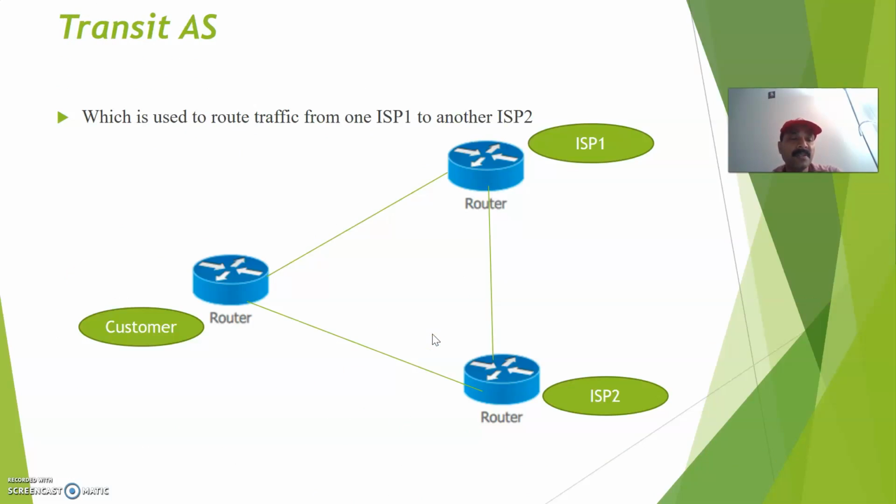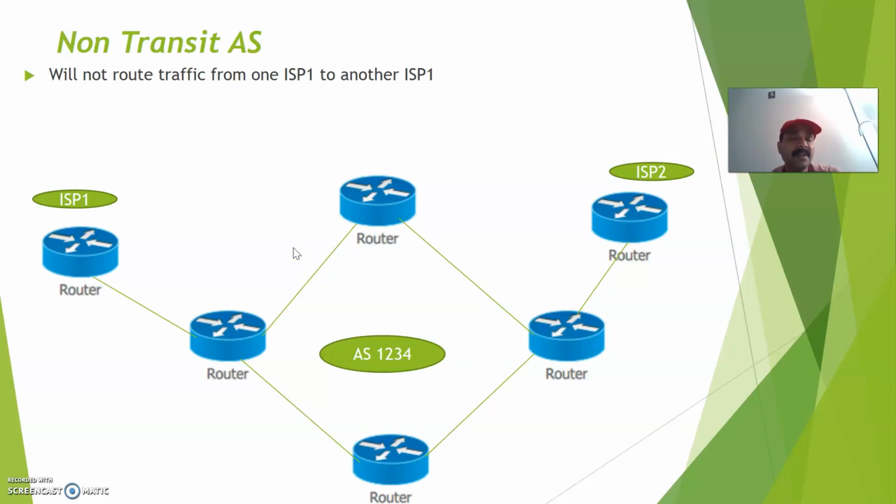Now let us understand what a transit autonomous system is, which is used to route traffic from one ISP, ISP1, to ISP2. So ISP1 can use the customer router as a transit path to reach ISP2, or ISP2 can use the customer router as a transit path to reach ISP1. That is the purpose of a transit autonomous system.